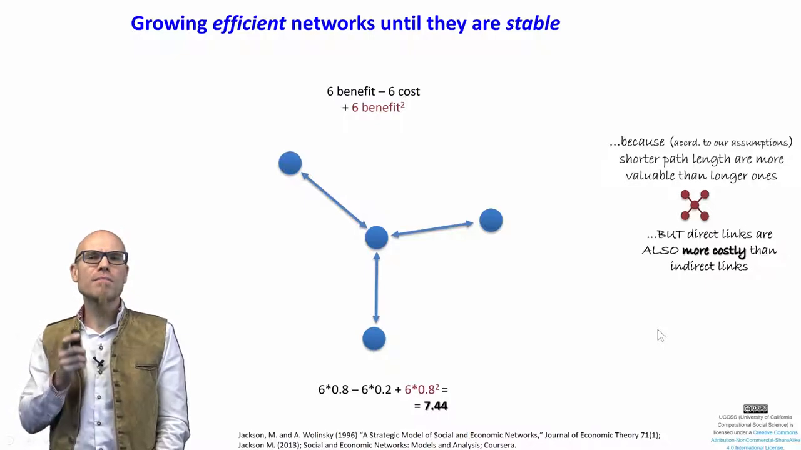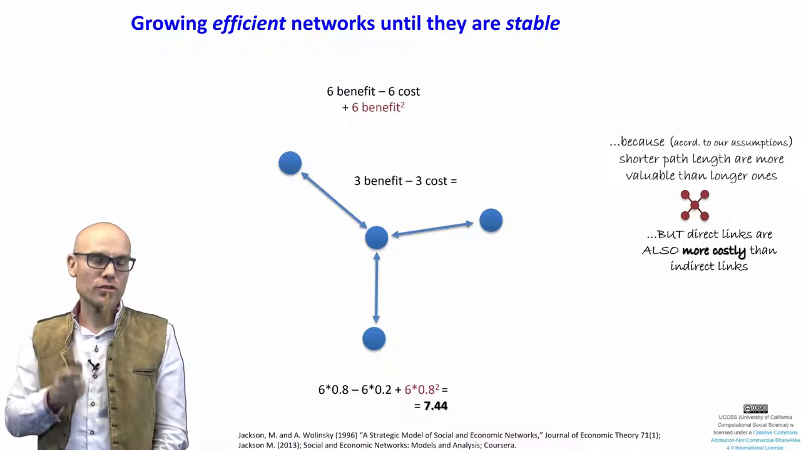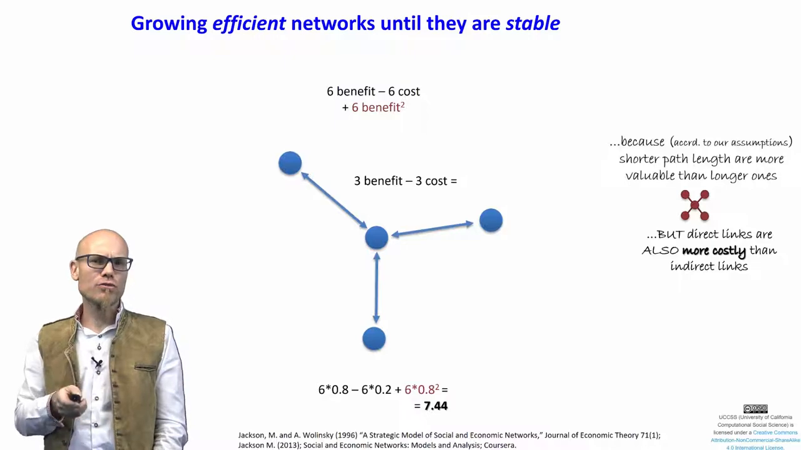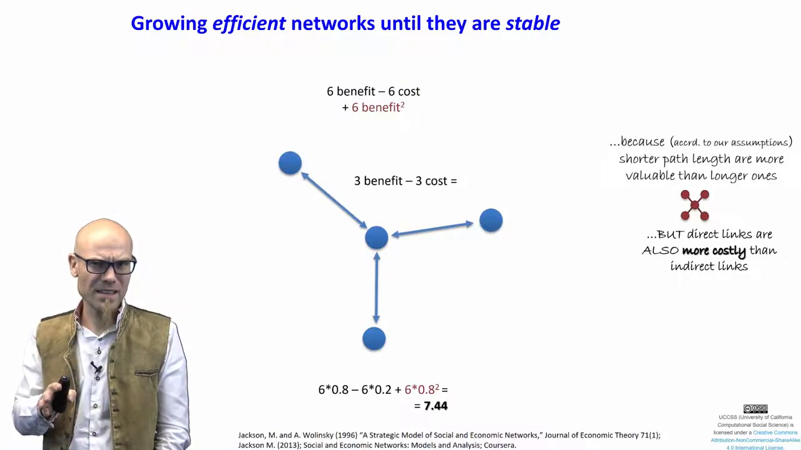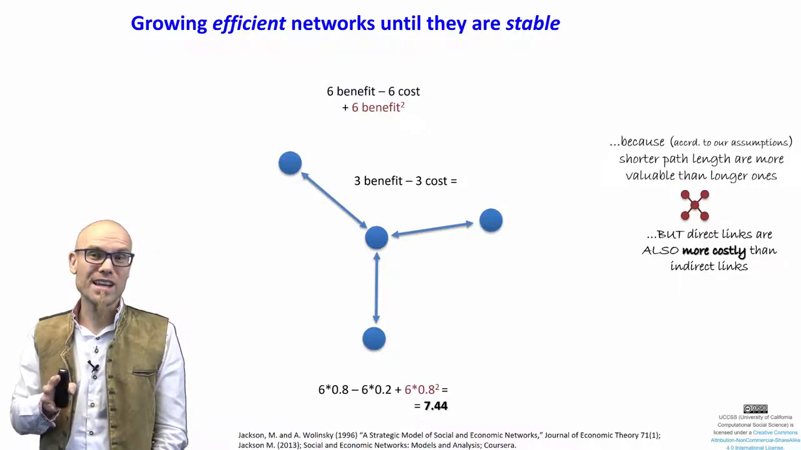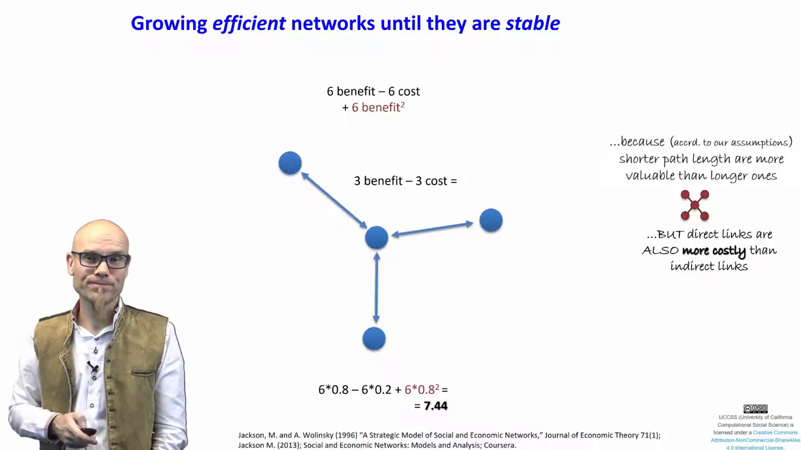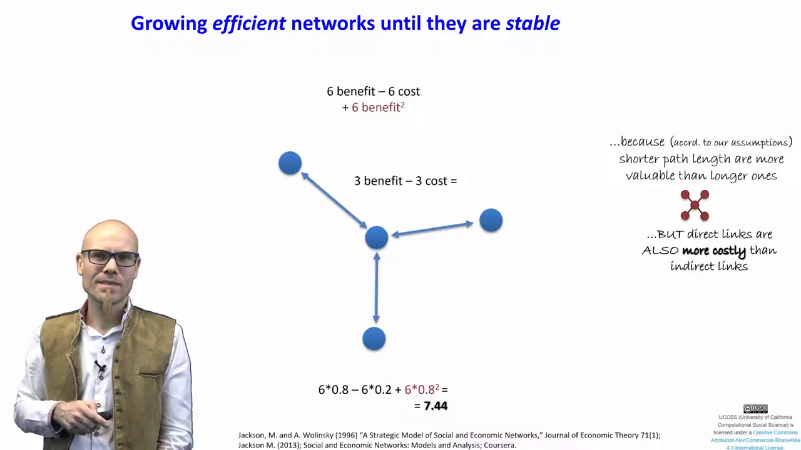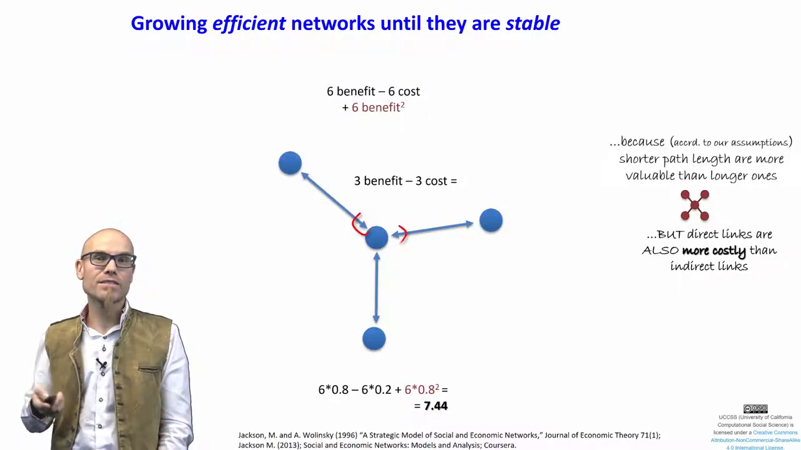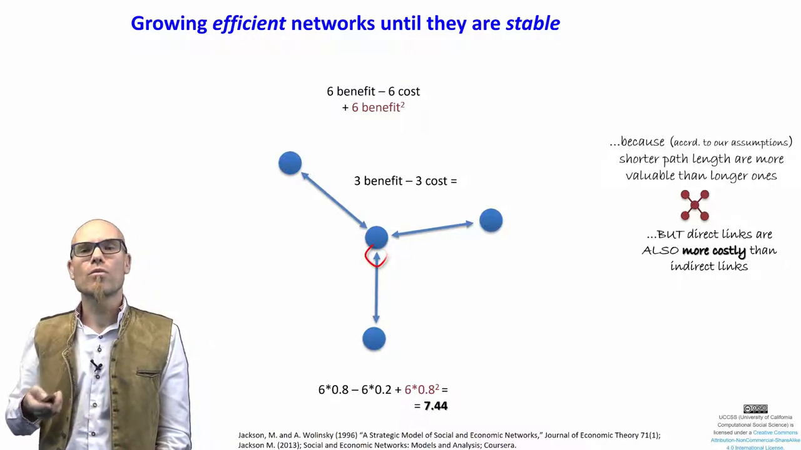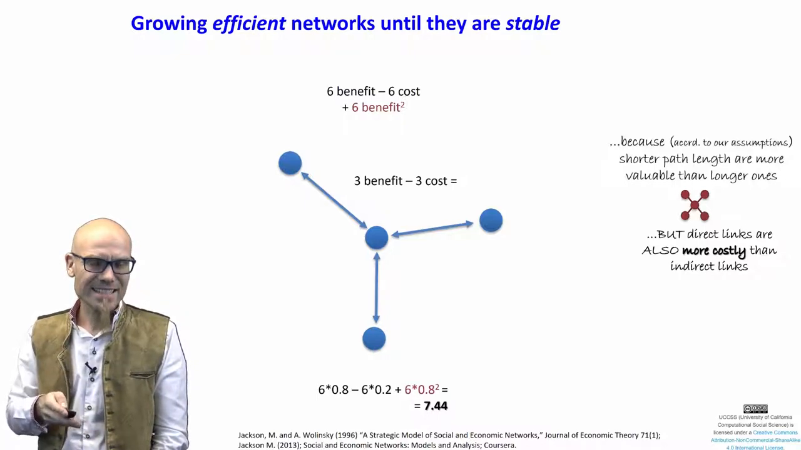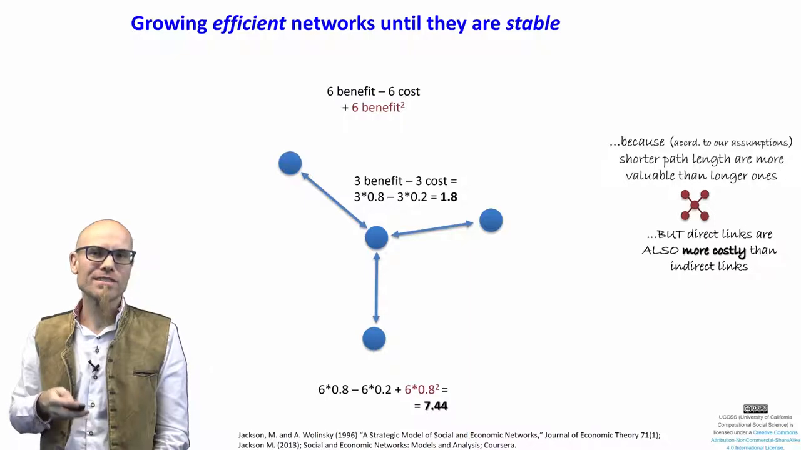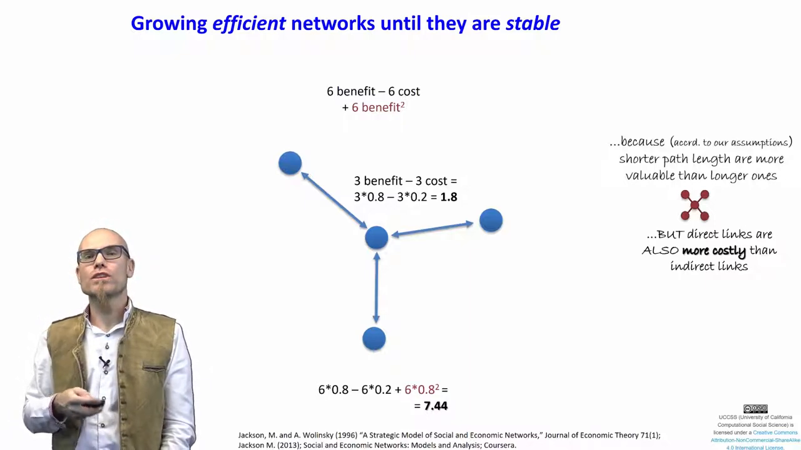All right. So our middle node has three direct benefits and three direct costs. So just for the sake of seeing if you're still with me, what would that be? Three direct benefits, three direct costs, according to our assumptions. 3 times 0.8 minus 3 times 0.2, so 1.8. So the net benefit, benefit minus cost, of the middle node is 1.8.